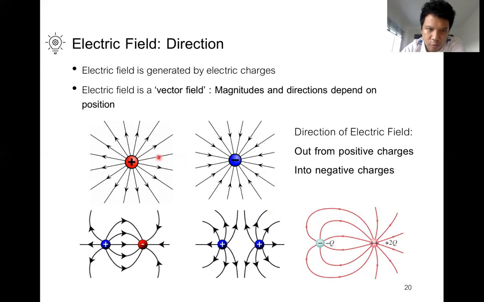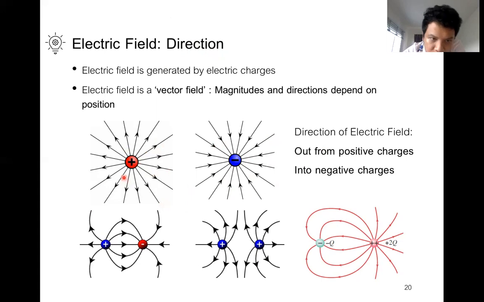That means if I am at this very position at my pointer, and I move to another position, both magnitude and direction of the electric field might change, because it is a vector field. The main concept about the direction of the electric field is that the electric field is out from positive charge, but going into the negative charge.